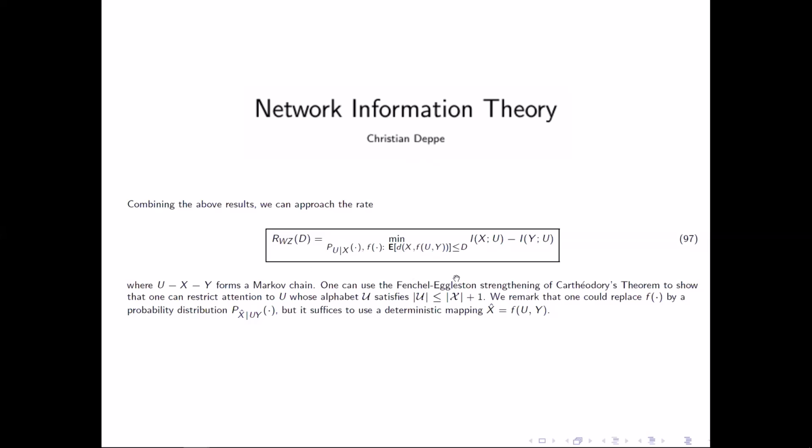And we now have, of course, to prove the converse. So we know that we can assume this rate here. And now we have to prove the converse.